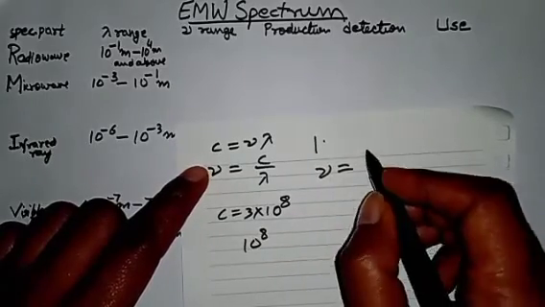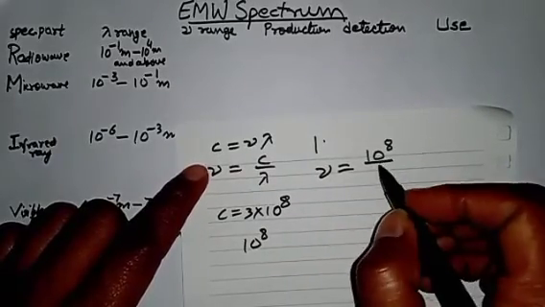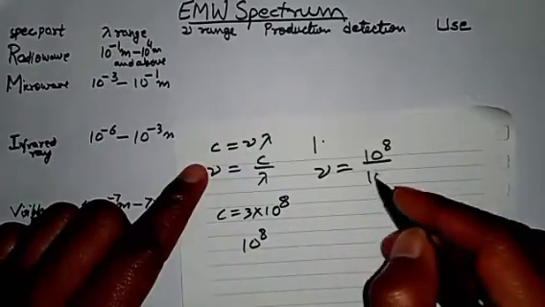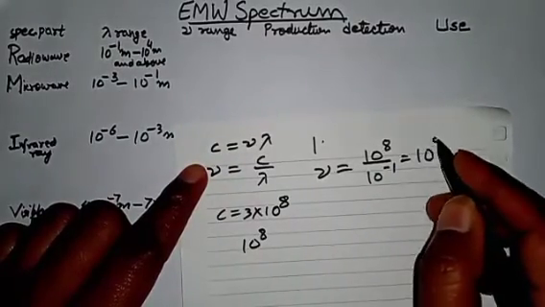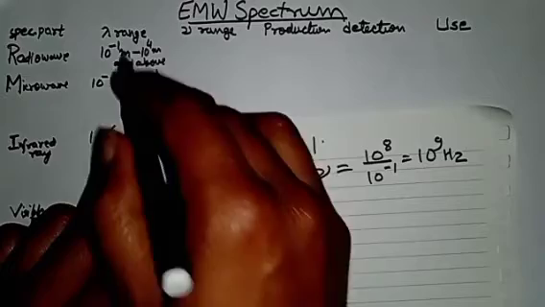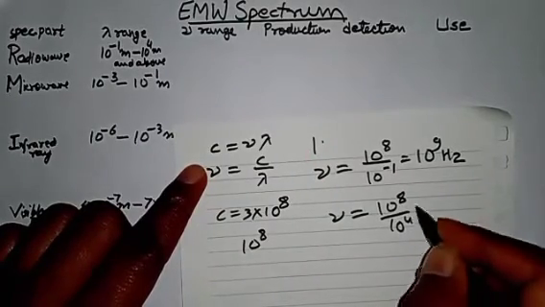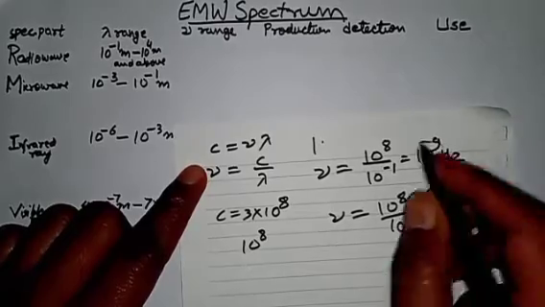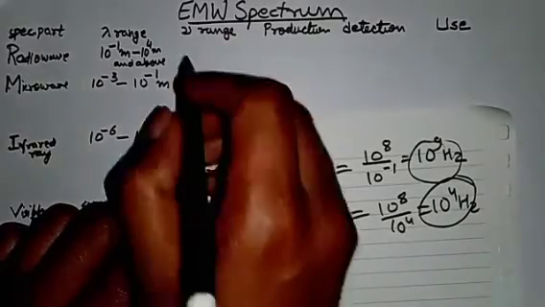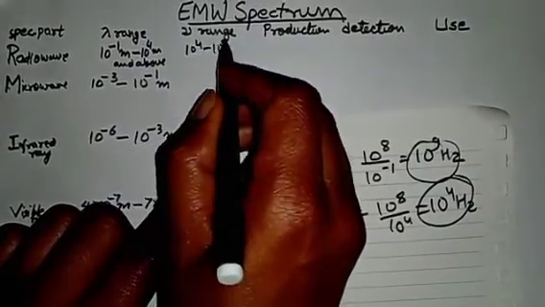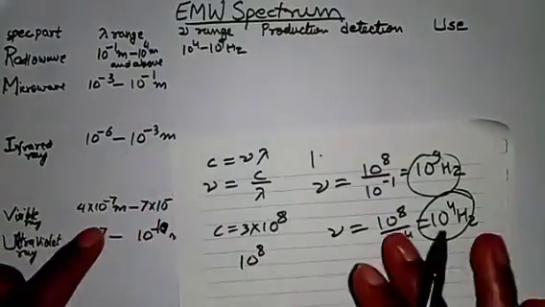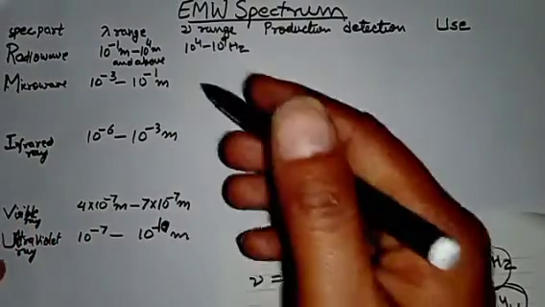So if I want to write the range of radio wave, then nu equal to, in the place of c, 10 to the power 8, upon lambda, 10 to the power minus 1, so it will be 10 to the power 9 hertz. And what about this? nu equal to 10 to the power 8 upon 10 to the power 4, that is 10 to the power 4 hertz. So its frequency range will be 10 to the power 4 to 10 to the power 9 hertz, and so on.